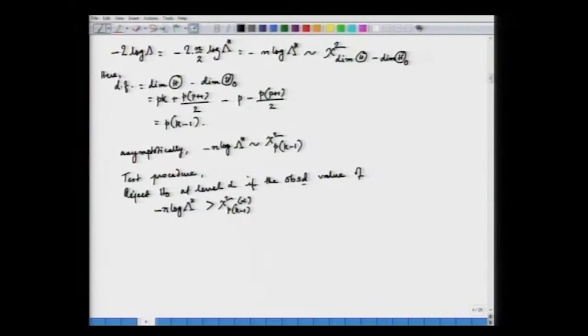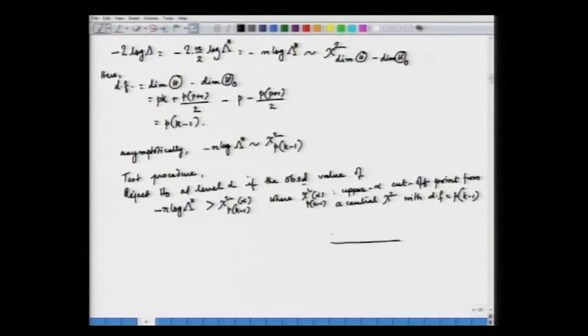So, let us put some alpha here, where chi square alpha p k minus 1 is the upper alpha cutoff point from a central chi square with degrees of freedom equal to p times k minus 1. So, roughly we will have a situation like you have an upper alpha point here, cutoff point here, chi square alpha p k minus 1 d f. So, this area is alpha.